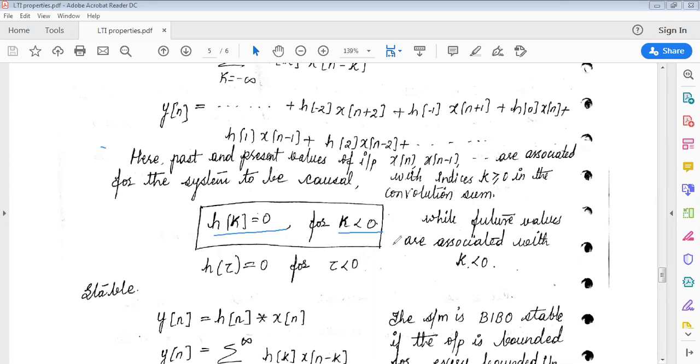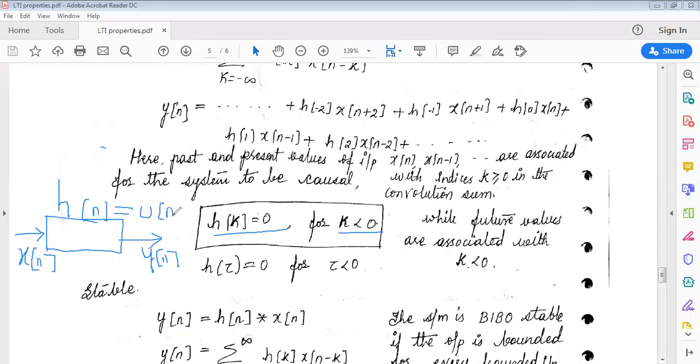Just to make you understand, I can give you an example. Say I have an LTI system. This x of n is the input to the LTI system, and y of n is the output of the LTI system. The impulse response of this LTI system is u of n minus 1.